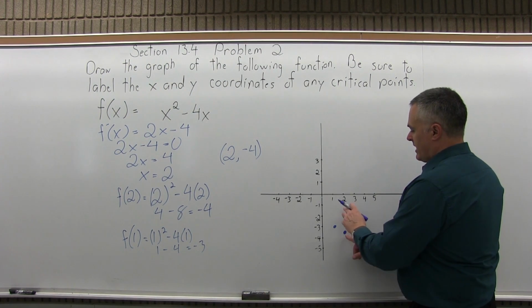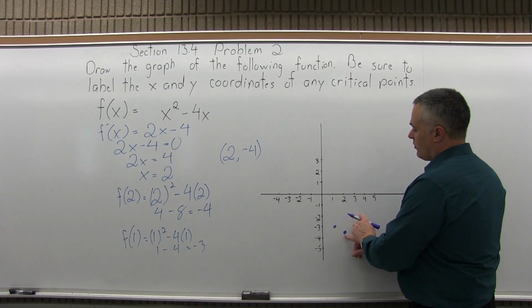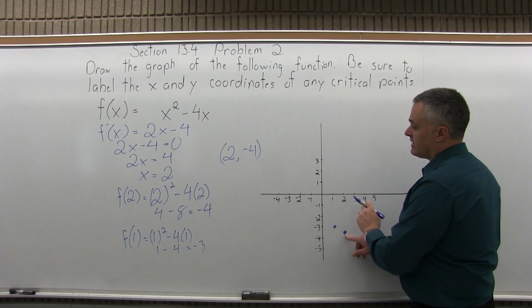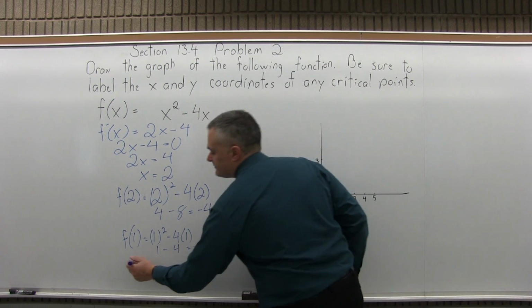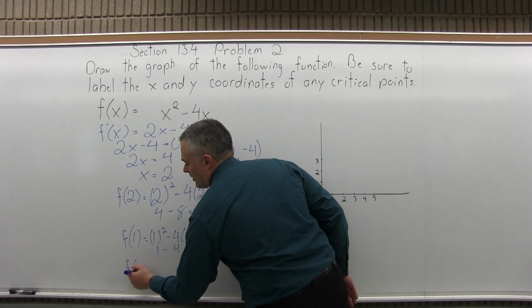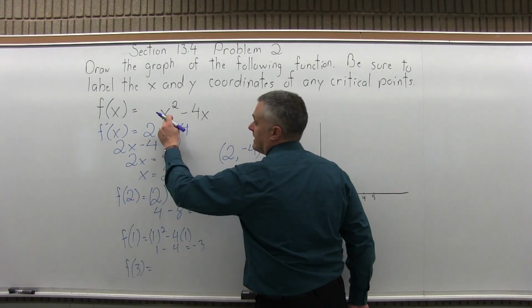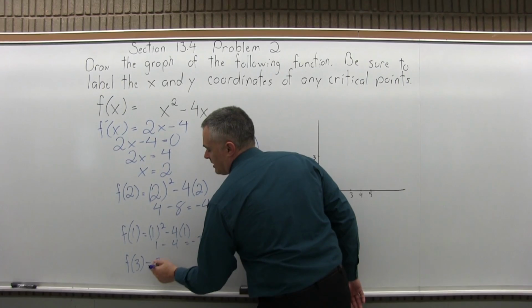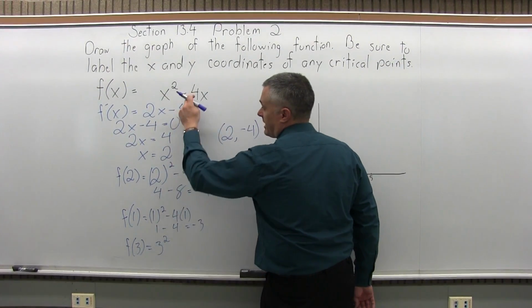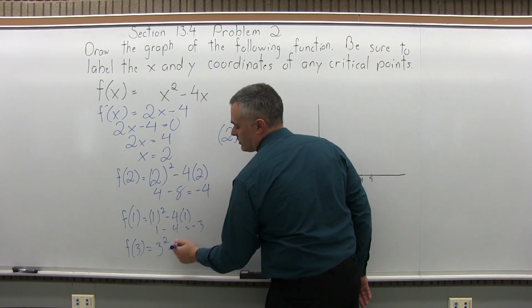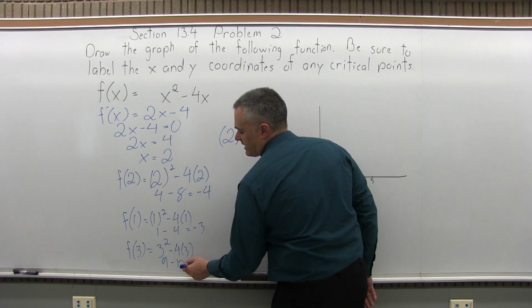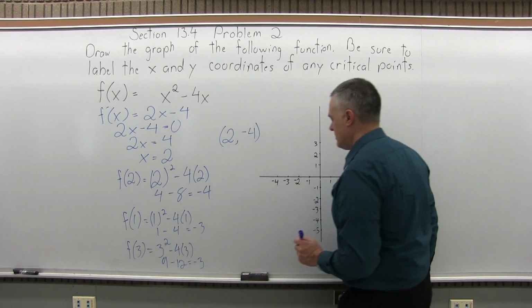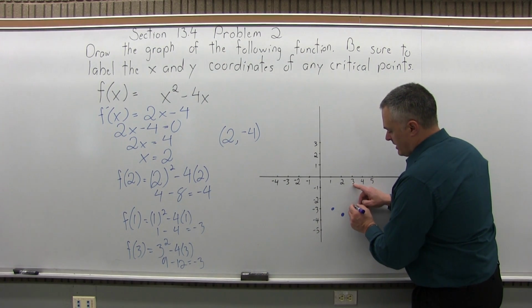And now my critical value has an x coordinate of 2. Let's go 1 x over to the right, put in an x of 3, and see where the height is above or below. So f of 3, the x squared becomes 3 squared, and then minus 4 times x will be minus 4 times 3. So I'm going to have 9 minus 12. 9 minus 12 is negative 3. So if I go over 3, the y that goes with it is down 3.